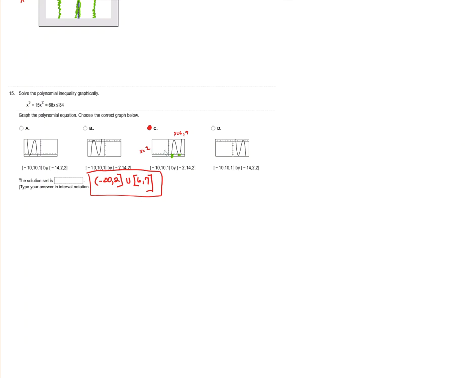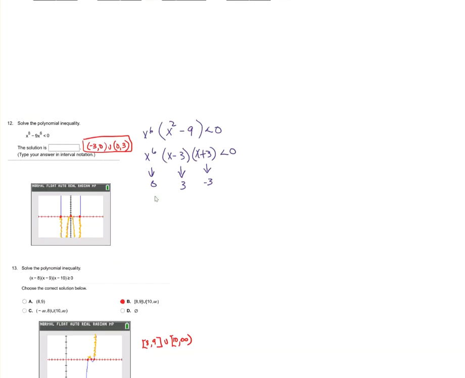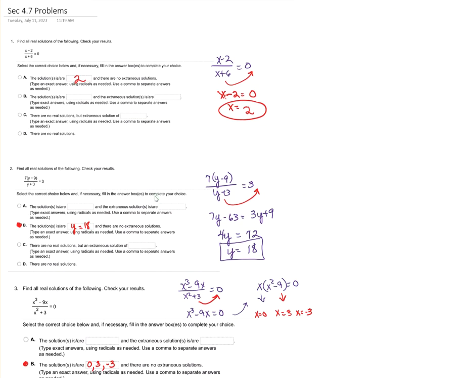And where is it below? It's from negative infinity to 2, with 2 having a bracket, and then between 6 and 7, both in brackets. So I think that will get you going on 4.7, rational equations and then polynomial inequalities.